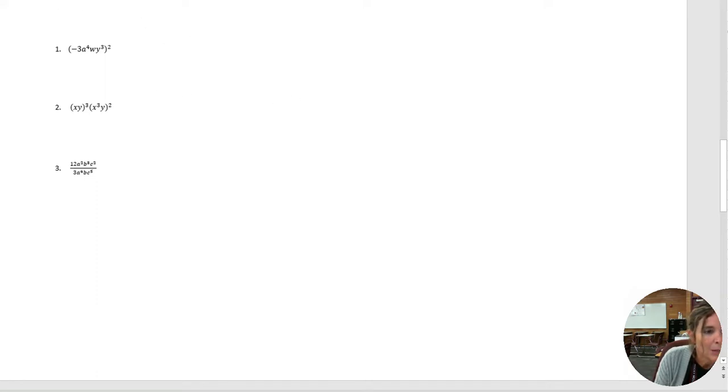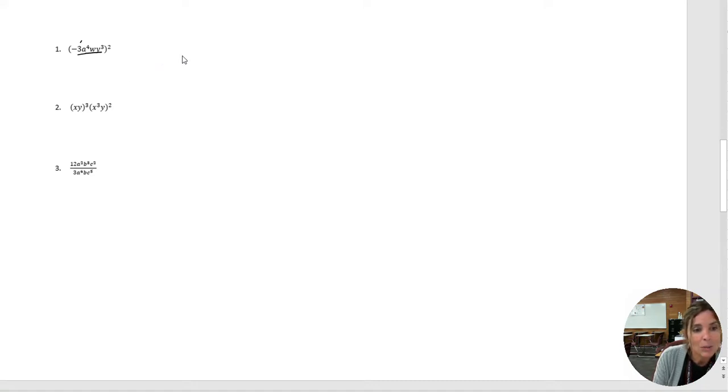What I want you to recognize when you look at question number 1 is inside our parentheses, we have a -3 times a to the 4th times w times y to the 3rd. Okay, so we would consider these all factors of a product. All of these are being multiplied together, and then all of this product is being raised to the second power. So when you look at this, you need to realize that the exponent for the -3 is a 1.